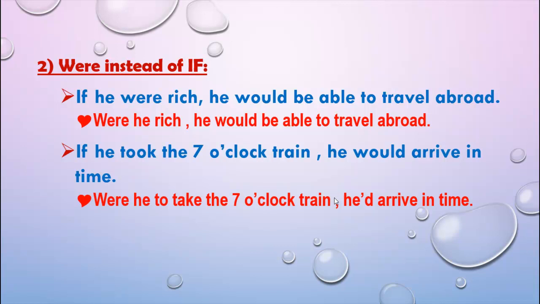In your copybooks, write this rule. Were plus subject plus to plus infinitive. This is to replace if with were. Were he to take the 7 o'clock train. That was number 2. Let's move to number 3.